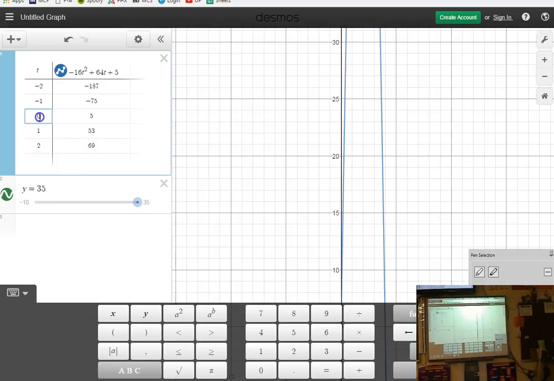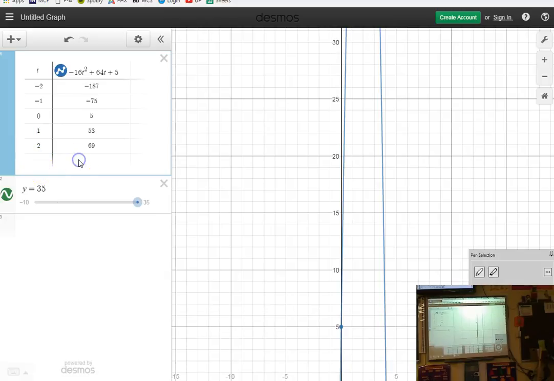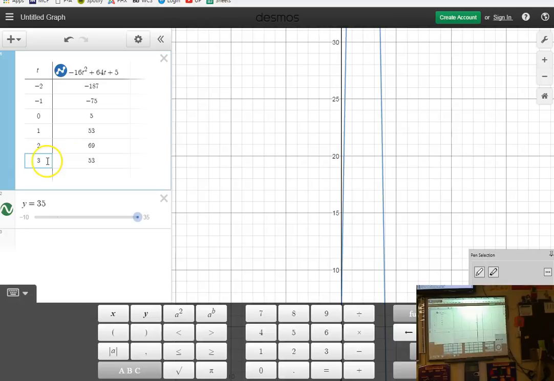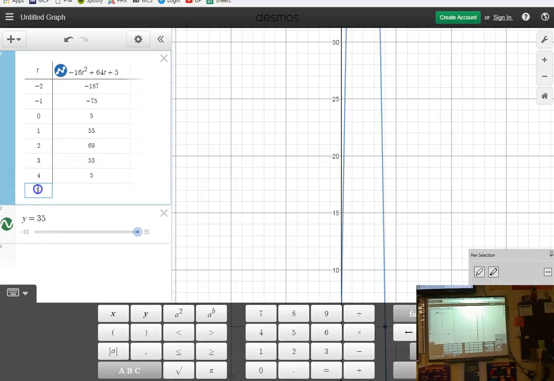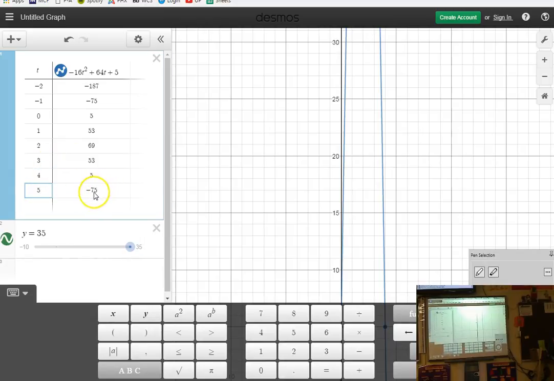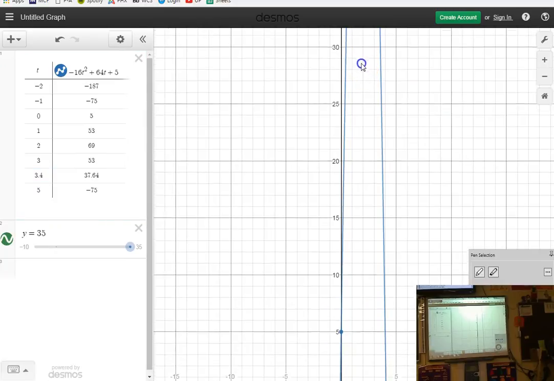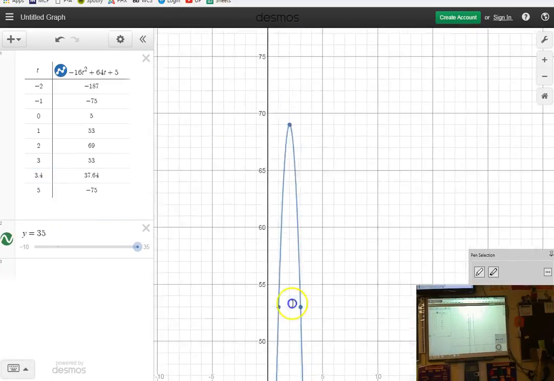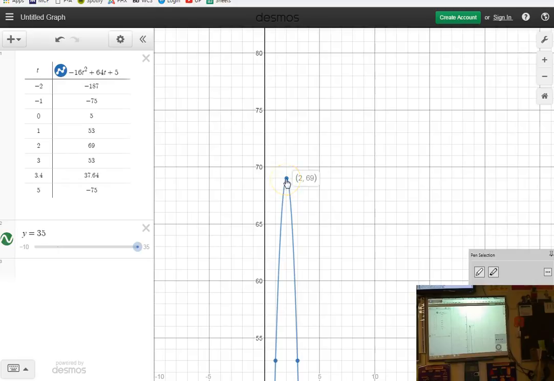So I could say when time is 0, when time is 1, when time is 2, and plug all these values in. I could keep going: when time is 3, when time is 4, when time is 5. Well, now it's already hit the court again. I know it's caught at 35, so it's going to be between 3 and 4. If I wanted to get more specific, I could try 3.5 or 3.4. If I get close to it, then I can try to find it on the graph, or I can just go to the graph to begin with and click on my point.